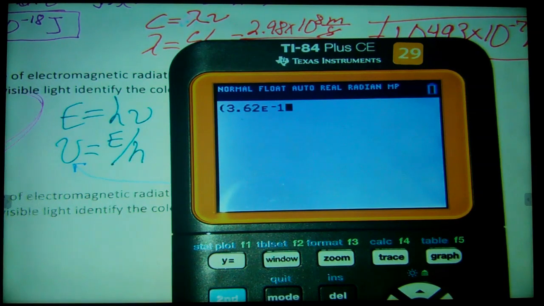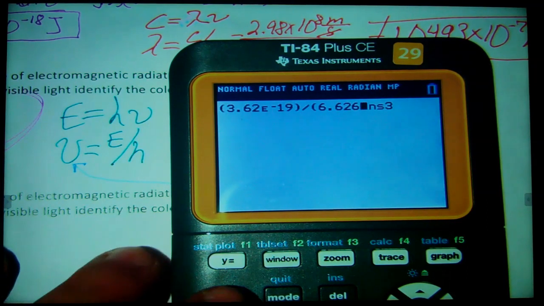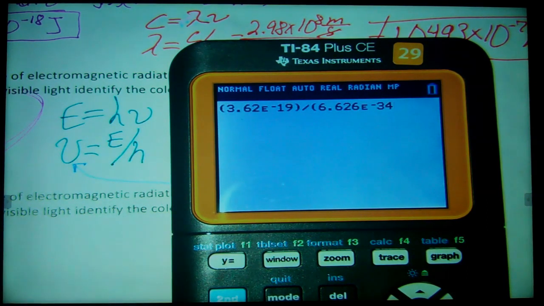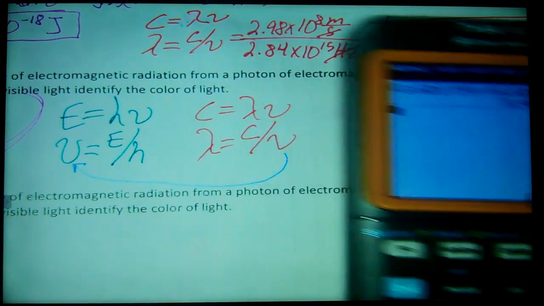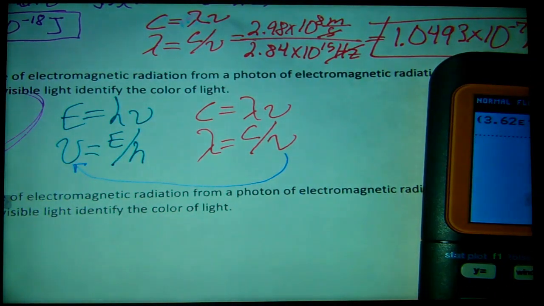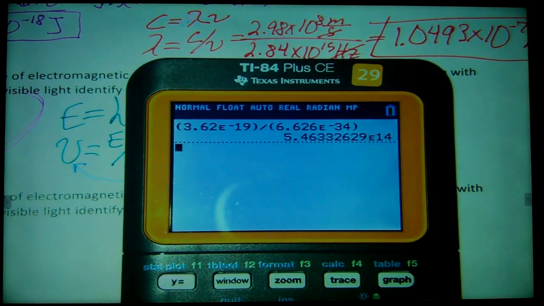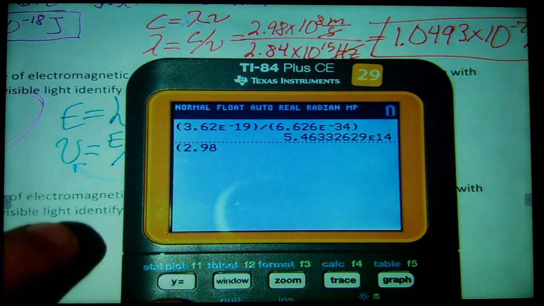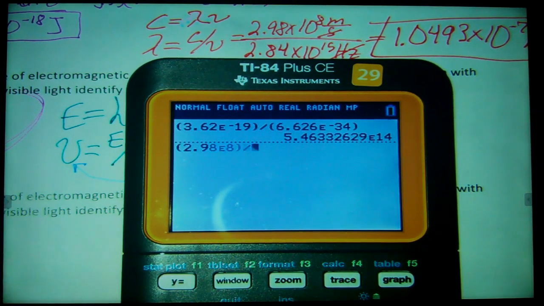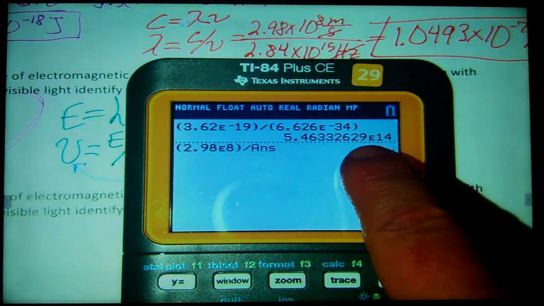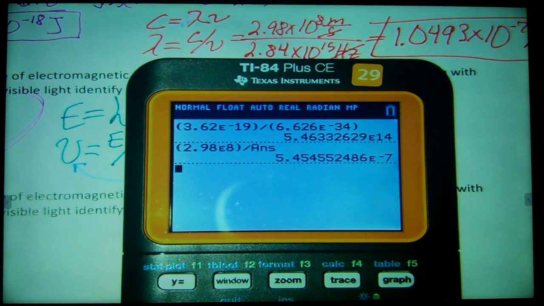Divide that by Planck's constant. There I have that frequency now. With the frequency, remember that we're going for the speed of light. We're going for wavelength equals speed of light divided by frequency. So speed of light, 2.98 times 10 to the 8, I'm going to divide that by that frequency I just solved for.